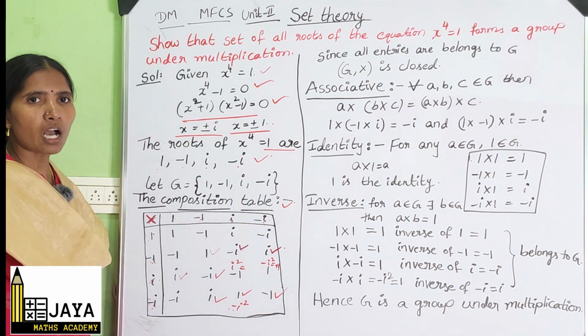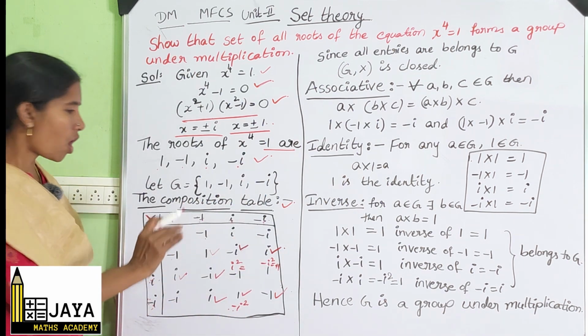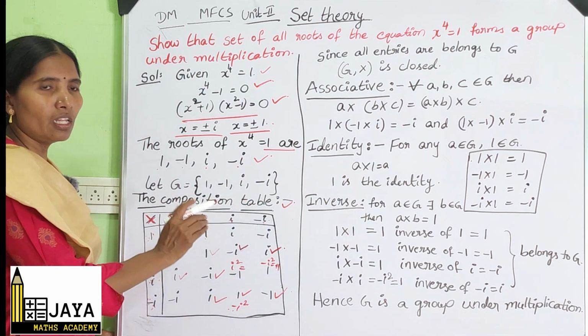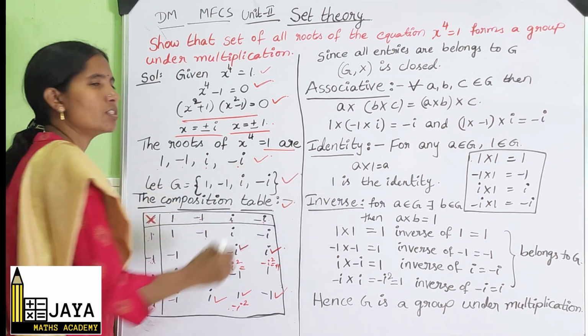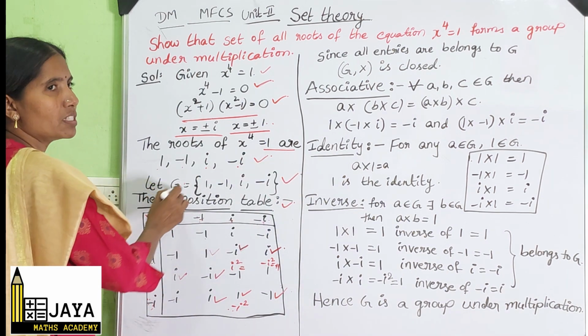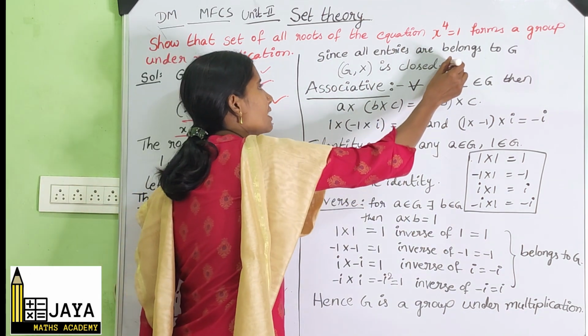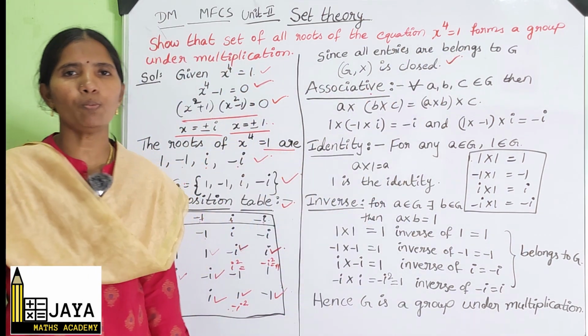So this is the composition table. By seeing this table itself we can say all the entries in the table belong to G. So G, star is closed.